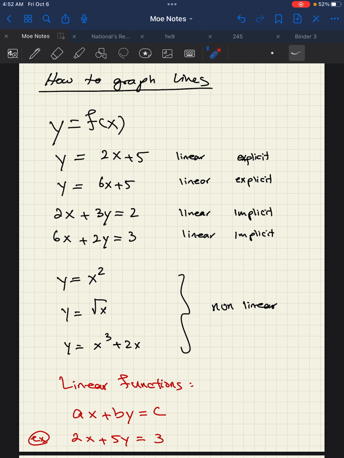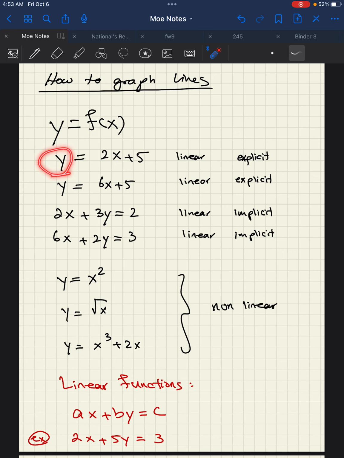So I want to talk about linear functions and how to quickly graph them, Baba. First of all, let's talk about linear functions. You've already kind of been looking at functions like y equals f of x. So like y equals 2x plus 5, this is an example. 6x plus 5, here's another example. 2x plus 3y equals 2. That's also a line, that's also a function.